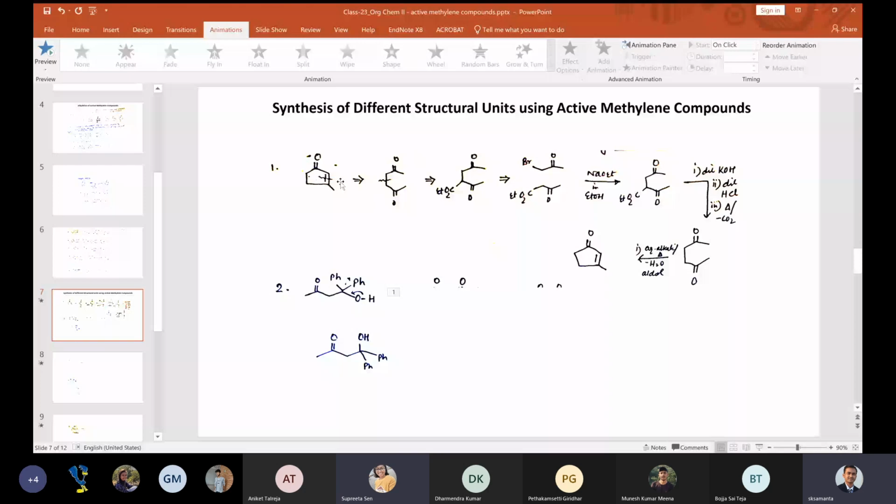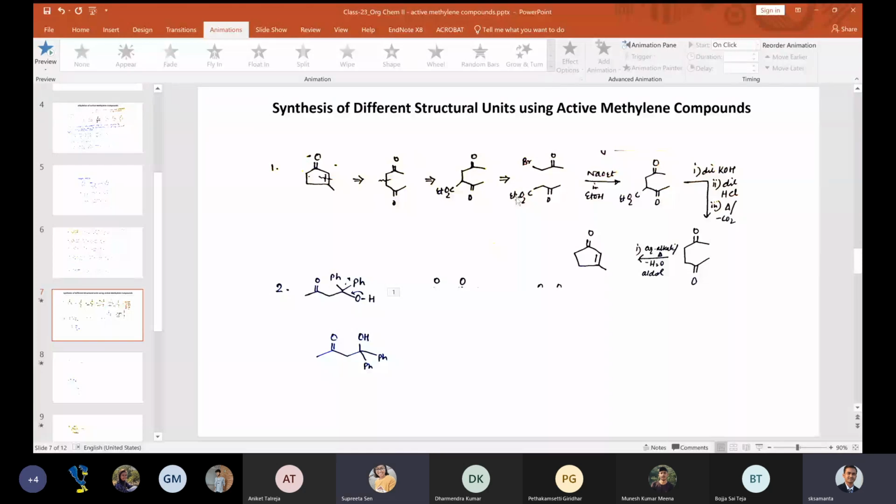Sir, you already said that we are doing the synthesis using active methylene compounds. Even if we were not told that, our first thought should have been that we should cut the double bond. Yes, we are using an active methylene compound here, in one of the steps. It's not necessary that in each and every step you have to use an active methylene compound. That is not asked, but you need to involve an active methylene compound to synthesize this.